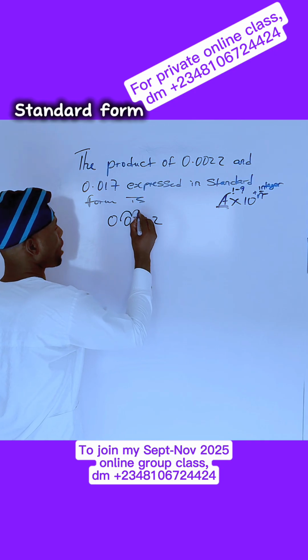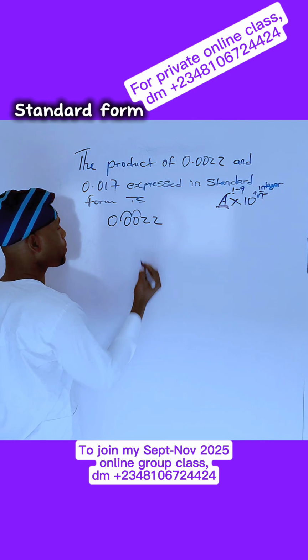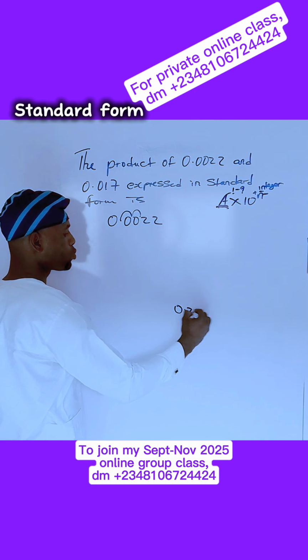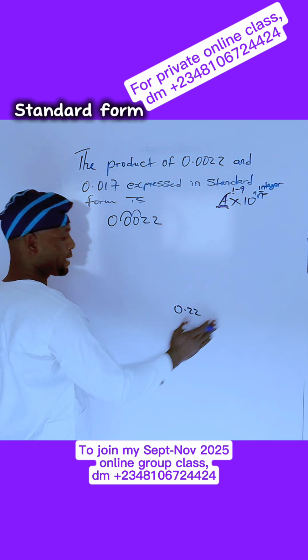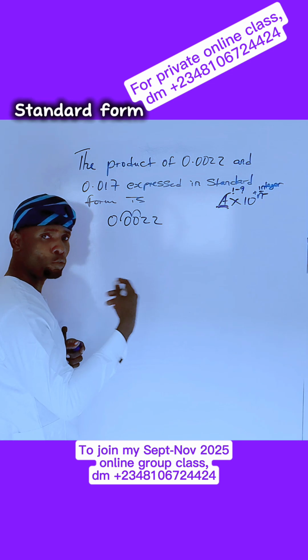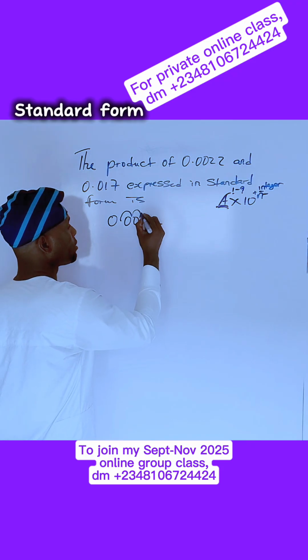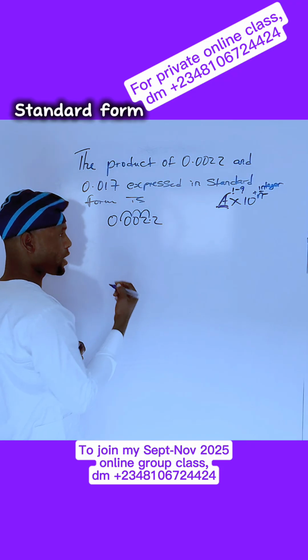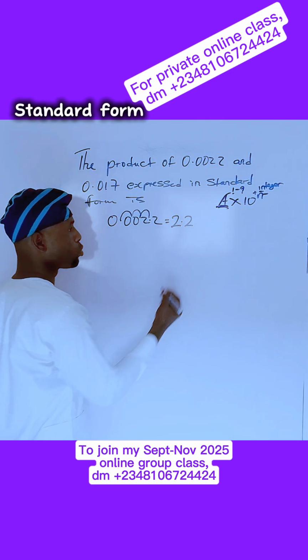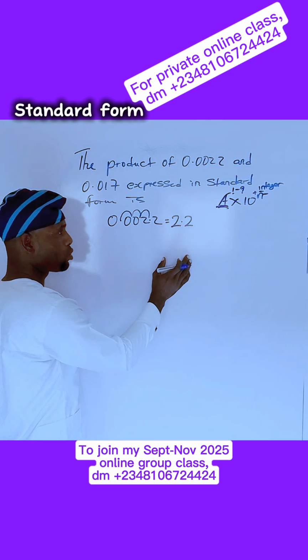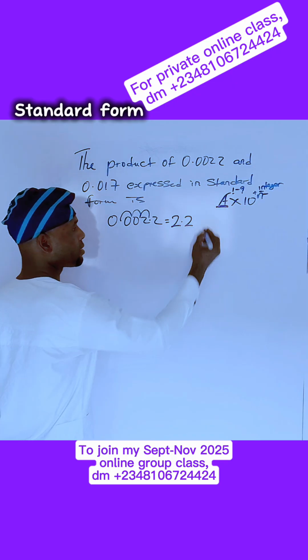Like this, we are moving it. Can we stop here? If we stop here, we'll be having 0.22. And 0.22 is not a value between 1 and 9. We cannot stop here. We have to keep moving the decimal point. Here, we can stop. At this point, we'll be having 2.2. Like this, we are good. We are done with the a part.